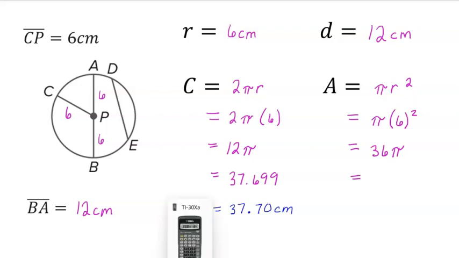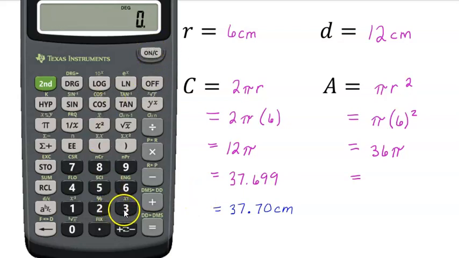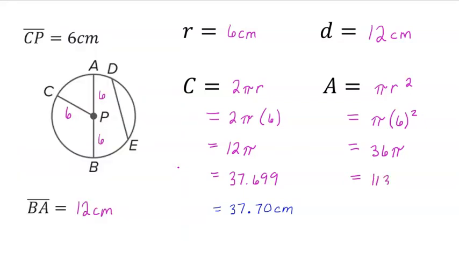And then we're going to go ahead and throw that in the calculator. So we have 36 times pi equals, and I get 113.097. And then from here, if they ask us to round maybe to the nearest tenth, we would put 113.1. And then don't forget your units. Area is going to be your unit squared because we have 2 dimensions for area.